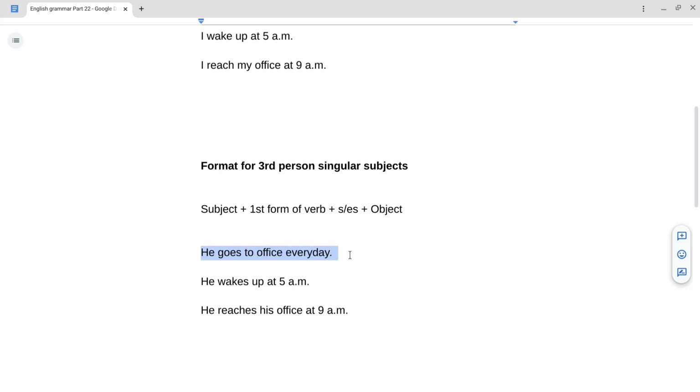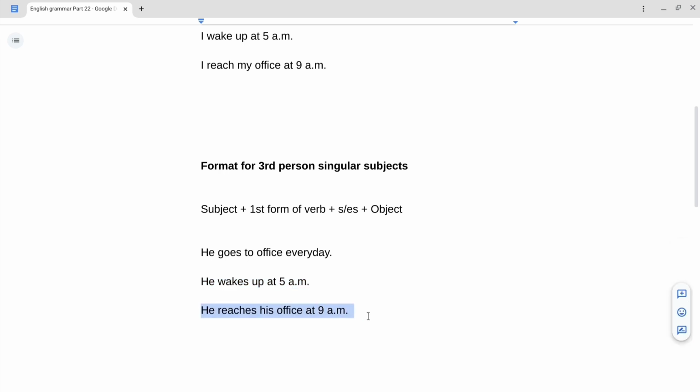And when it comes to he or she, it comes like goes. Why? It is his habit. It is something that he does every day. But we add an s or es to the verb. Go plus s or es, goes. He wakes up at 5 a.m. I wake up and he wakes up. We add an s here.